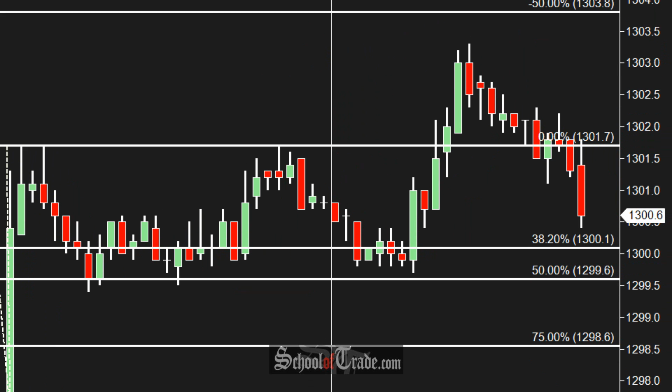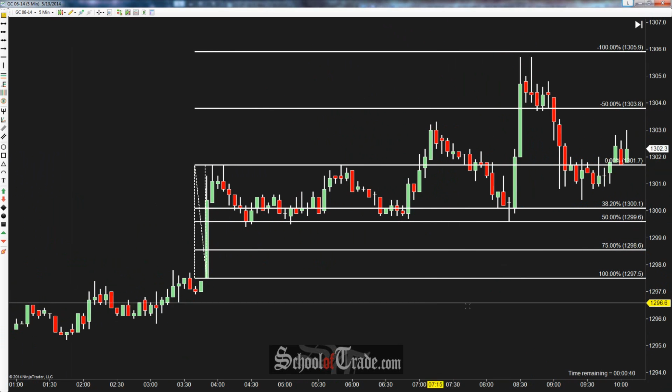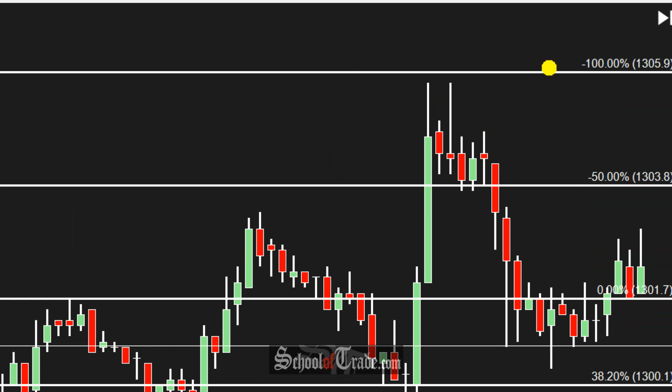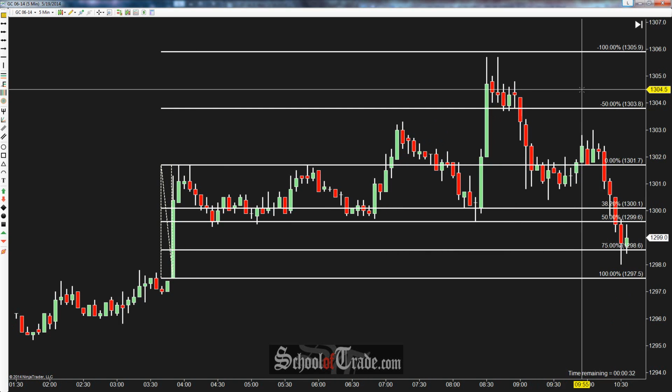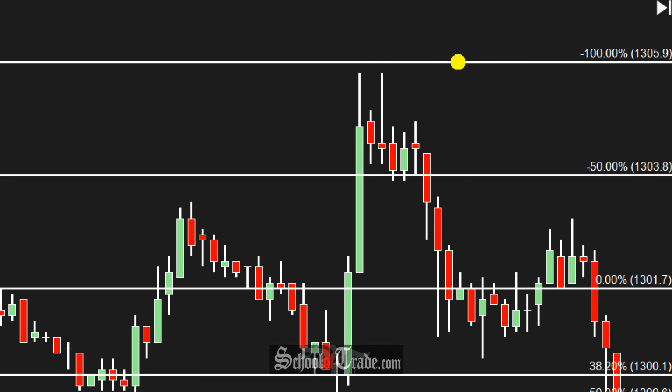Now, once you get past that, the next level is going to be the negative 100% or the 100% extension up here, this level up in this location. In this case, it's at 1305.9. And you can see price came really close. I believe that's 2 ticks away and then rejected right down. It actually gave you a double top, which is a big sign to get out.